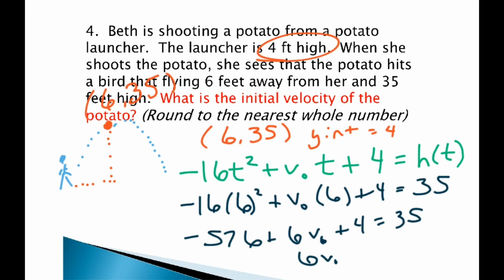And then I'm going to have 6 times the velocity. When I simplify everything, I'm going to get 6 times the velocity equals 607. And so the velocity is equal to about 102. It's 101.7, and so we could say approximately 102. Okay, hopefully that makes sense, but you're just plugging in numbers to find the missing parts of the equation.